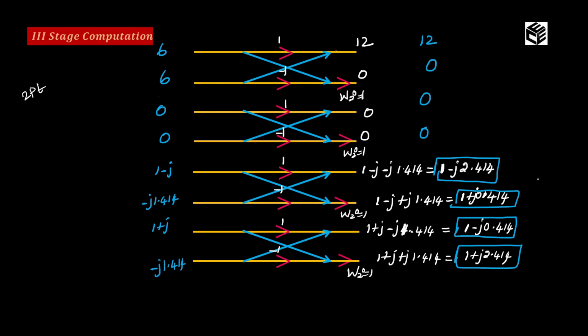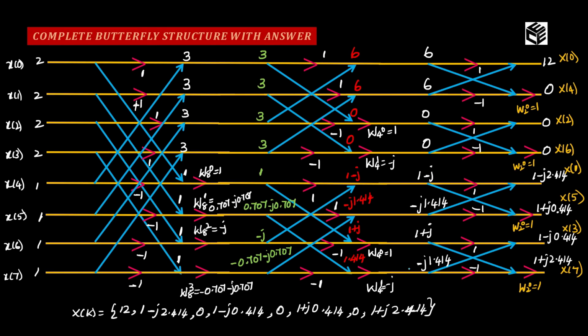As you know, the output of DIF is a bit reversed order. So my answer will be like this: x of 0, x of 4, x of 2, x of 6, x of 1, x of 5, x of 3 and x of 7. So my final answer will be like this. Okay. Hope you understood how to solve this 8-point sequence with the help of a DIF structure.